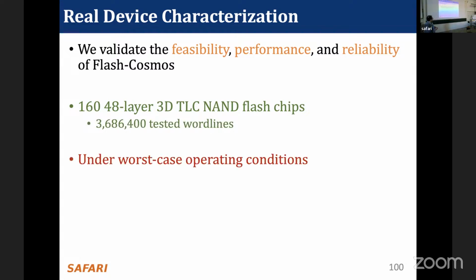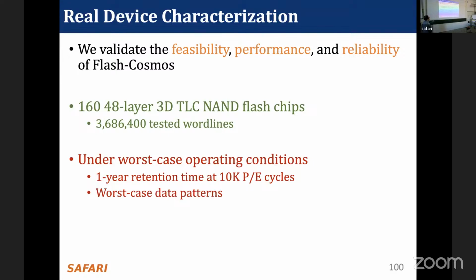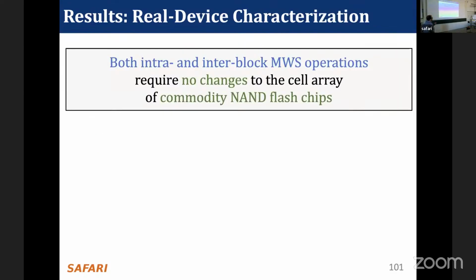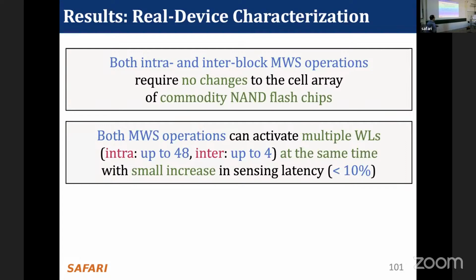These are the number of word lines that we tested under worst-case operating conditions, like 1 year retention time at 10K PE cycles. We didn't wait for 1 year. As I said, we use a baking method, which is quite interesting, to accelerate that retention time. And some worst-case data patterns. We observed that both intra- and inter-block multi-word line sensing operations require no changes to the cell array, which is quite impressive. So our commodity NAND flash is capable of doing all this Flash-Cosmos stuff.